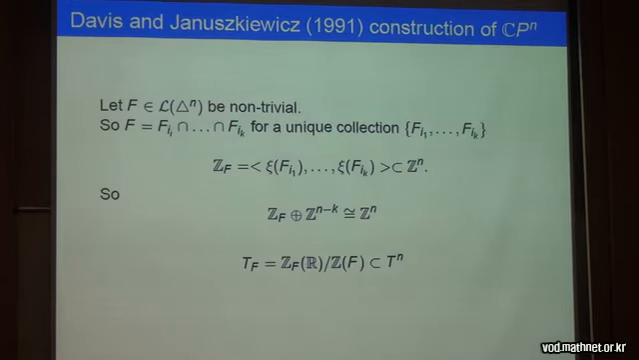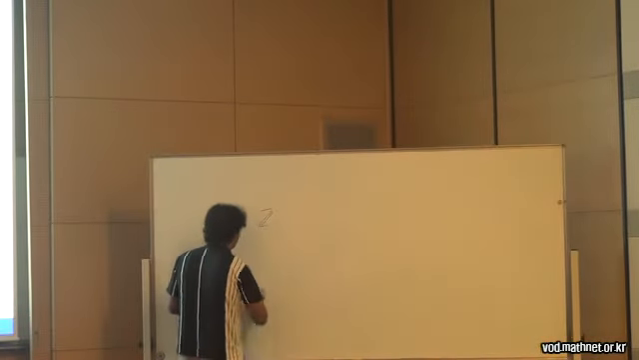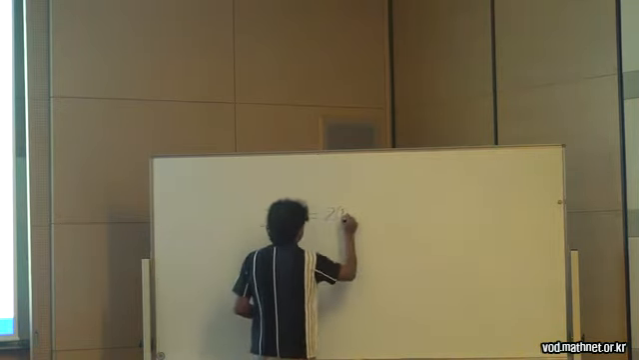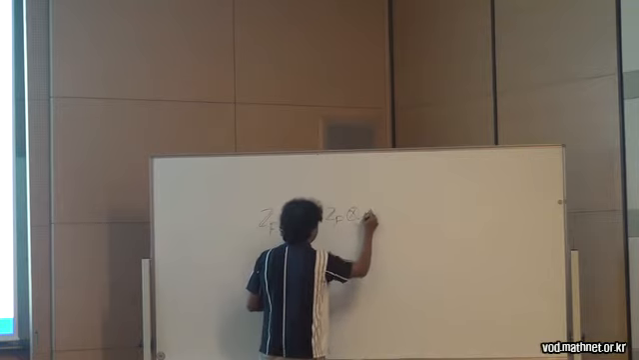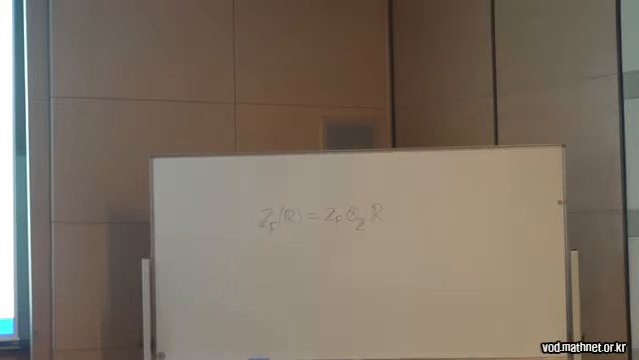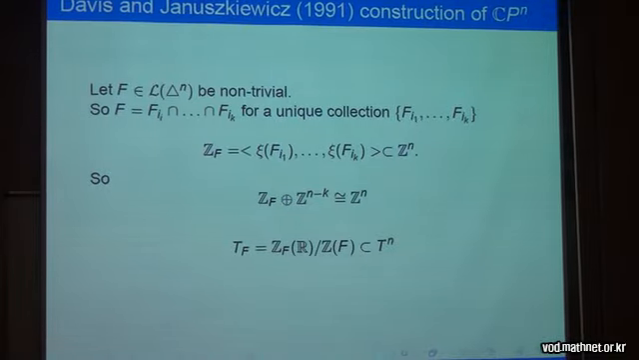So what is Z_F⊗R? We know Z_F, so we can define this tensor over Z with real numbers. So this is our Z_F⊗R. So this is a subtorus of T^n. So what we notice is that given a non-trivial face F, we can associate a compact subtorus T_F.